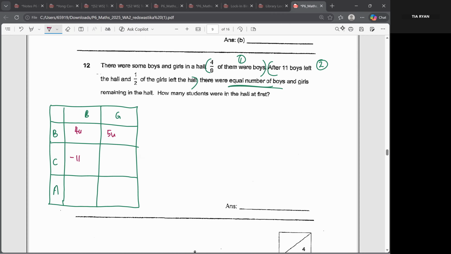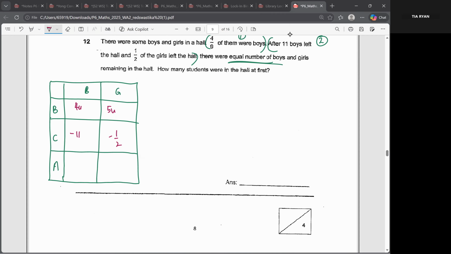Girls, minus half. Half of the girls left, yes or no? Yeah. In the end, both of them were equal. So both of them were one part, one part. Agree or disagree? So my first equation that I can form is 4U minus 11 equals 1 part. Do you agree or disagree? Yeah.